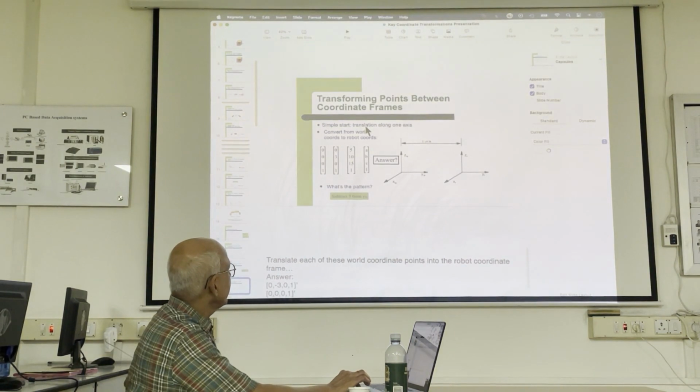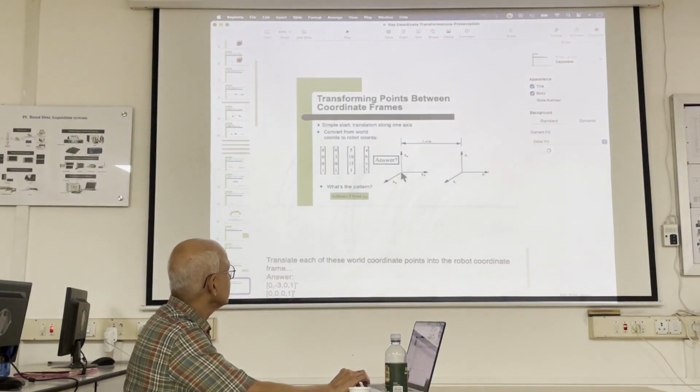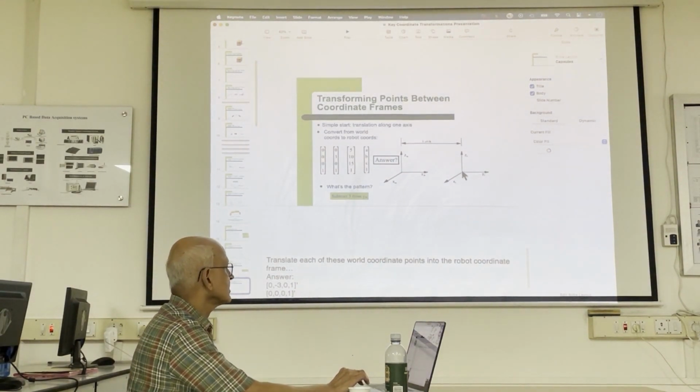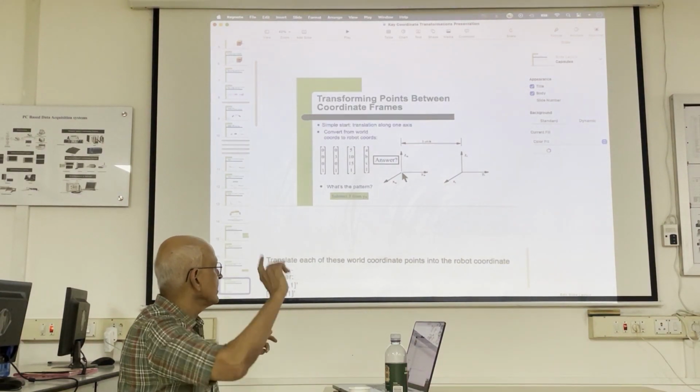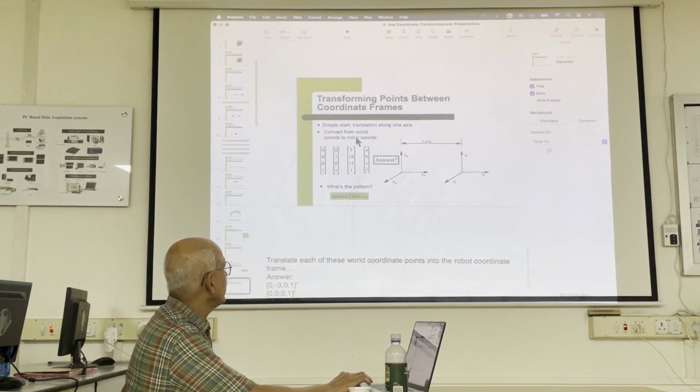So translation along one axis, that's the same problem. Convert from world coordinates to robot coordinates. So all these are world, world, world, world. 0, 0, 0, 1. The 1 is just the weighting factor. So 0, 0, 0, the origin. What is it on this axis? It will definitely be 0 and the last one will be 0, right? Only the y is different. Convert from world coordinates to robot coordinates.